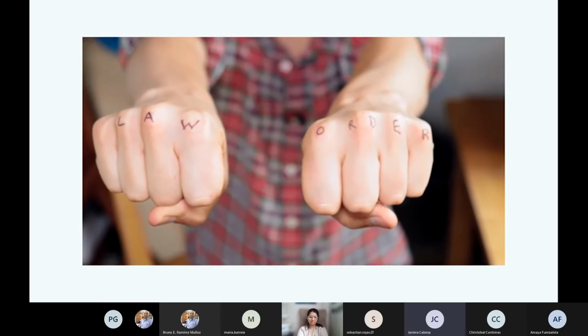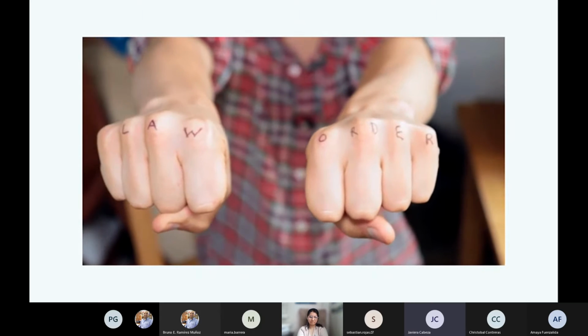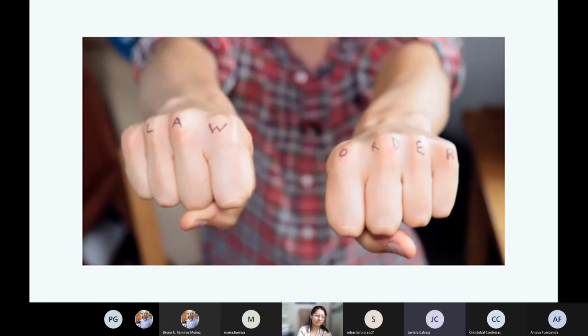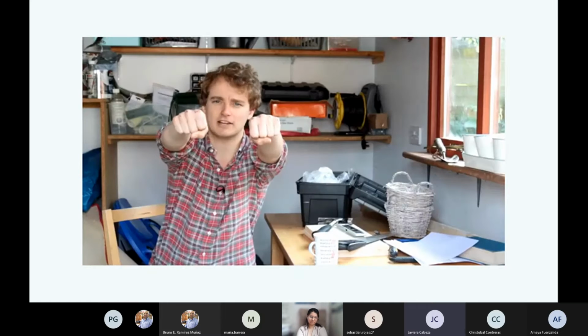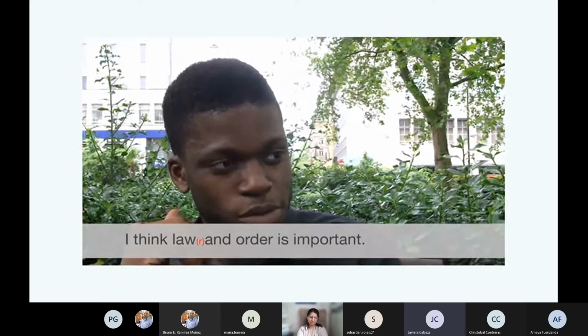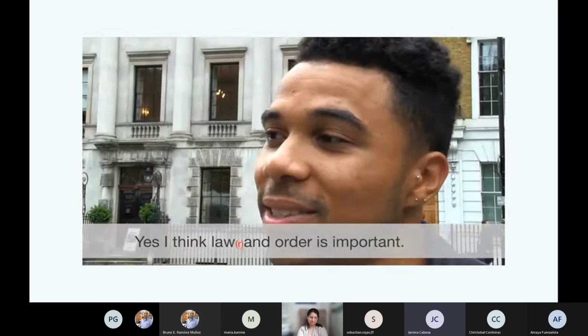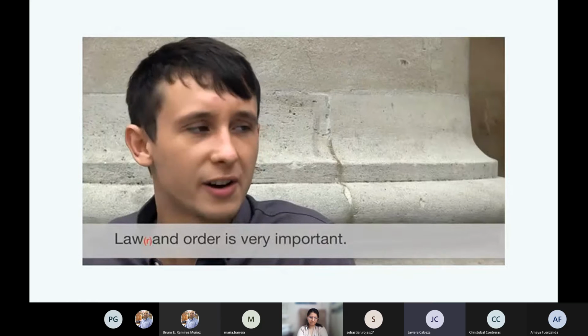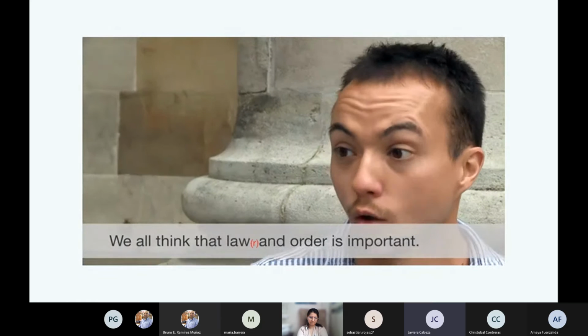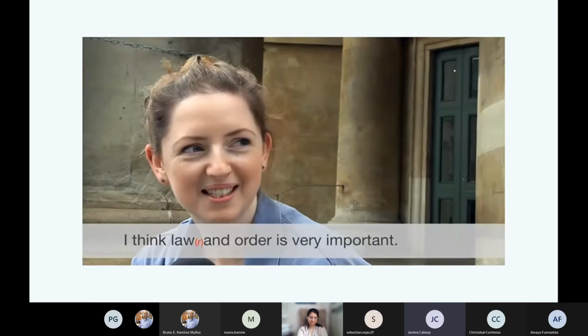Join them together with the word and. You can hear another sound after the word law. Listen out for it. I think law and order is important. Yes, I think law and order is important. Law and order is very important. We all think that law and order is important. I think law and order is very important.